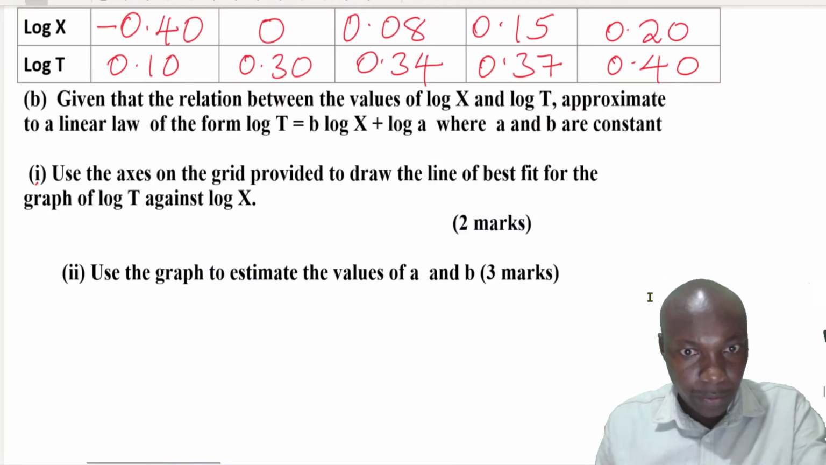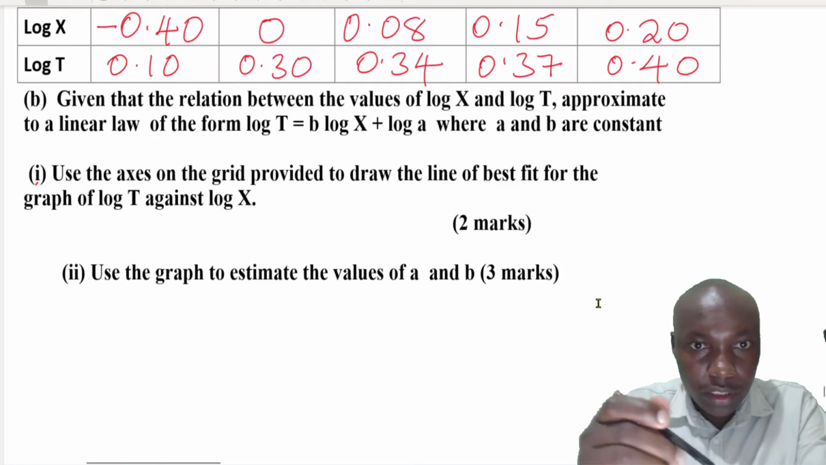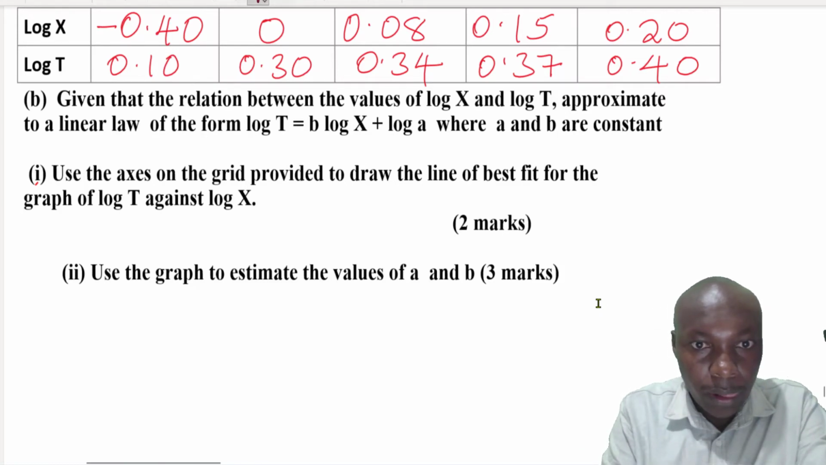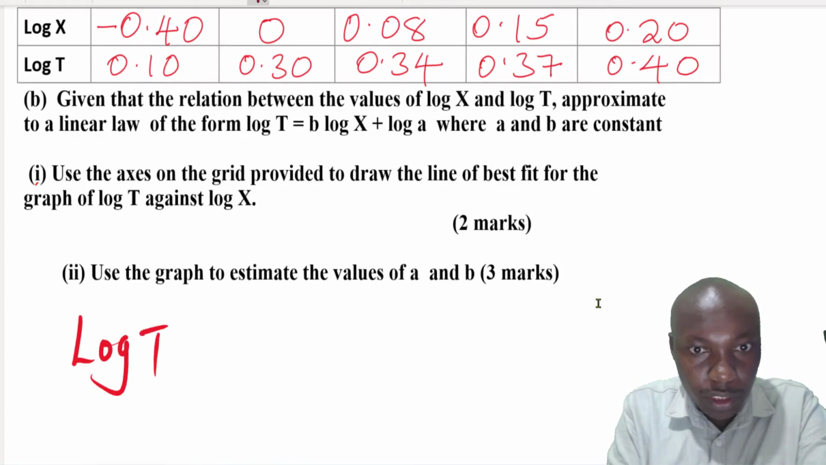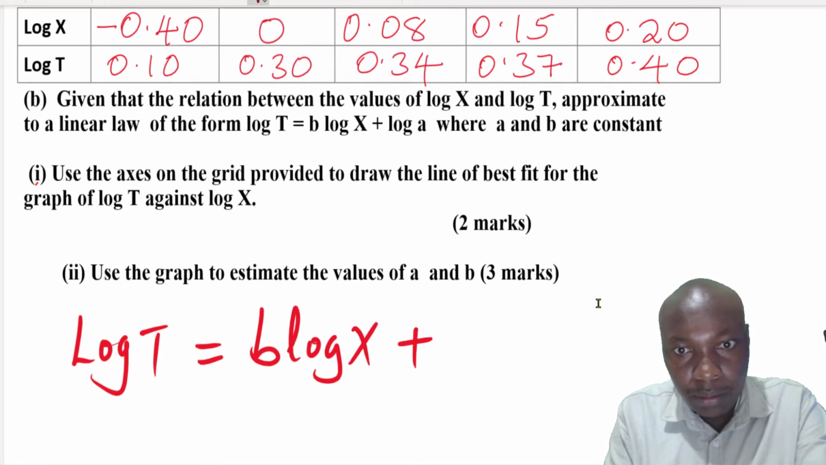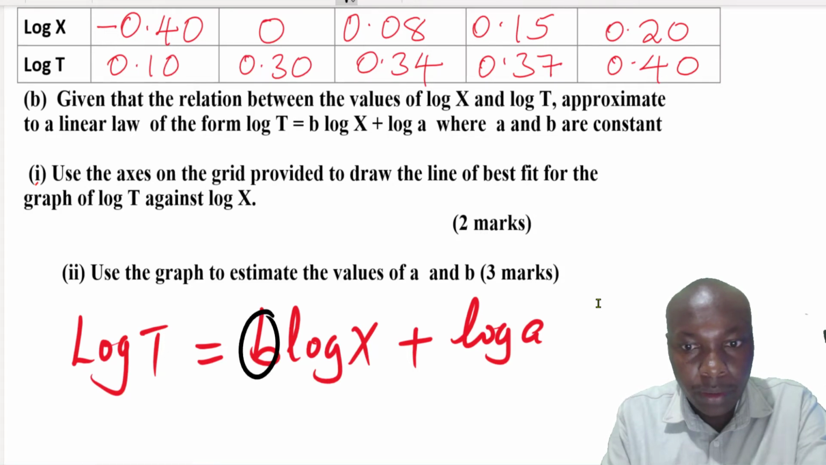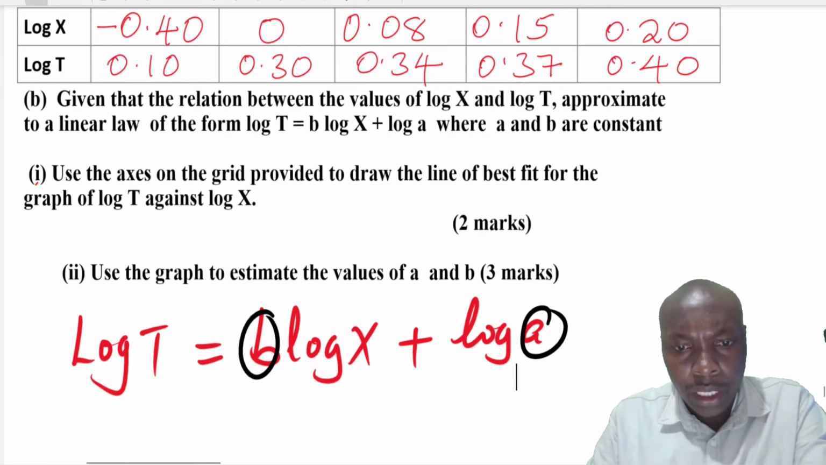Now after drawing the graph, the line of best fit, the next question is to use the graph to estimate the values of A and B. So how do we estimate the values of A and B? This is the equation, the linear law connecting the two: log t equals b log x plus log A. Having these, how do we determine the values of A and B?